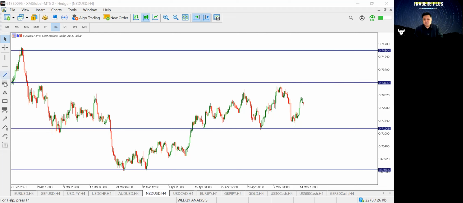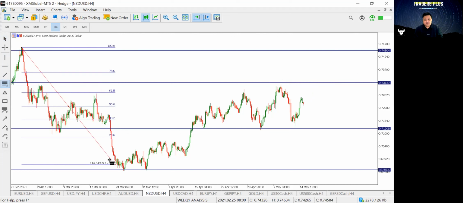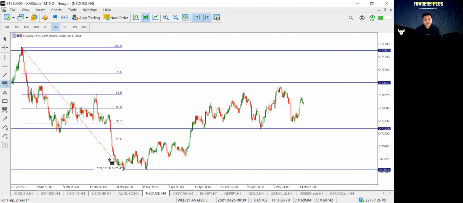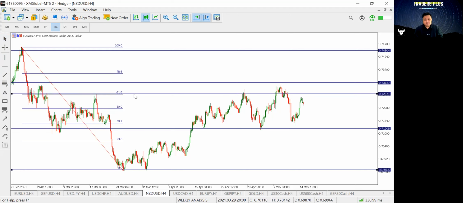Now, let's try to check Fibonacci up to the lowest. Perhaps this one. Okay. And I've seen the 61.8. Alright. Sakto. Look at the rejection area. Nasa 618. Okay? And this was tested here.